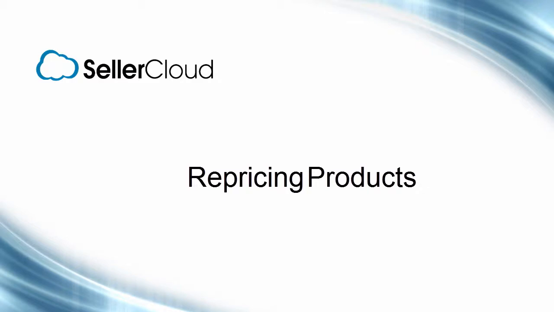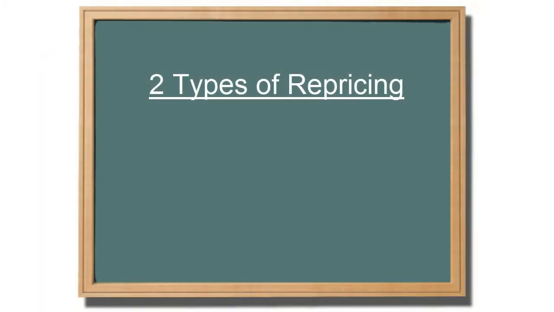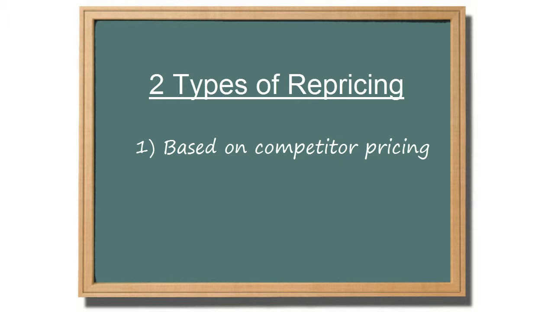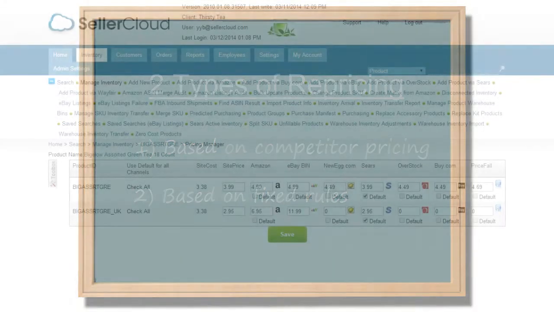In this tutorial, we'll look at repricing products automatically in SellerCloud and on various marketplaces. There are two types of repricing. Repricing can be based on competitor prices, like lowering your selling price to beat a competitor's price. It can also be based on fixed rules, like updating the selling price based on a profit margin.